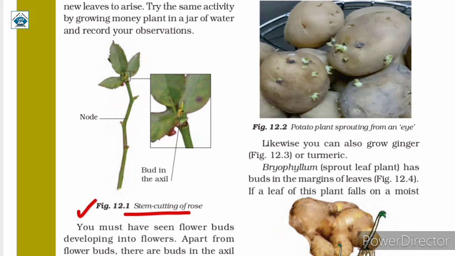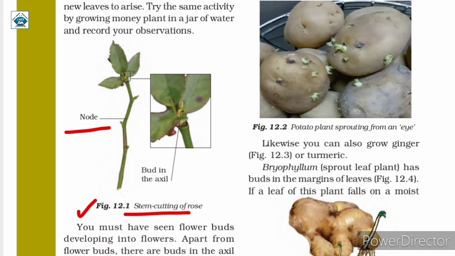What is a node? It is a part of the stem or branch of a plant at which a leaf arises, as it is shown in the figure. So you need to cut a branch of rose or champa which has a node. This piece of branch is called a cutting.